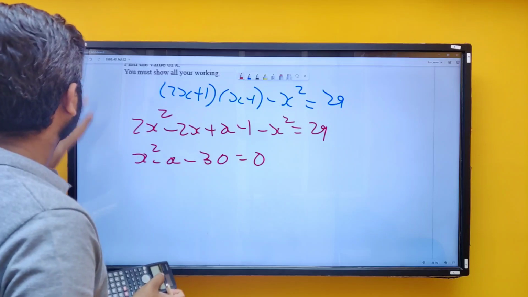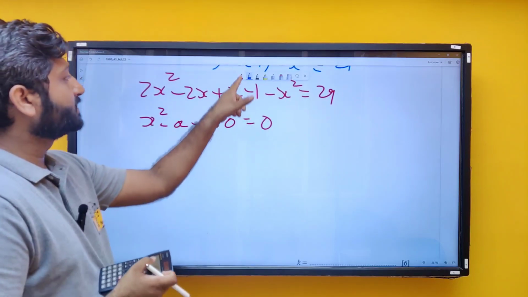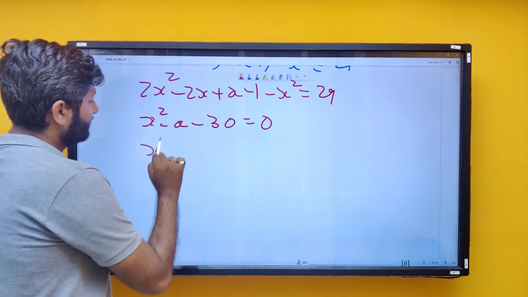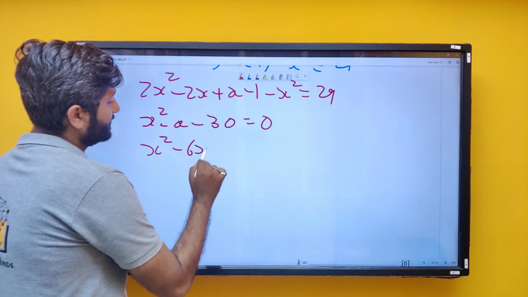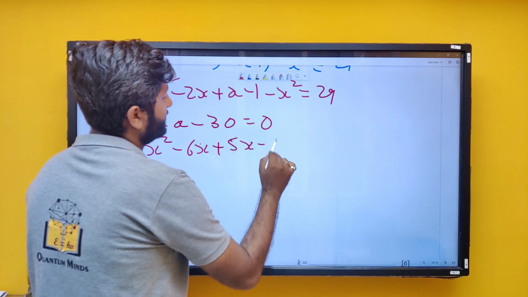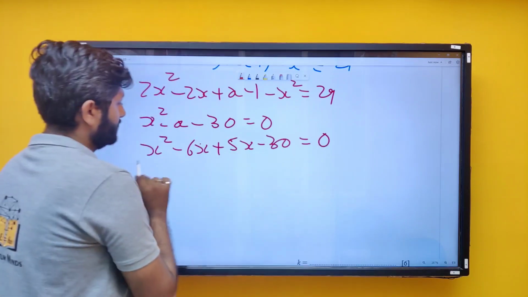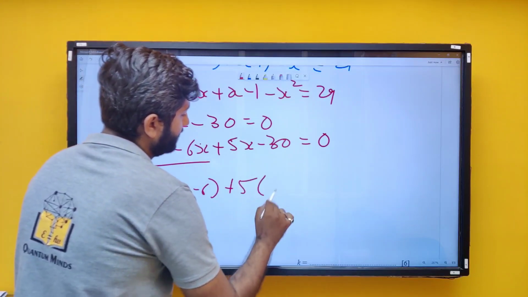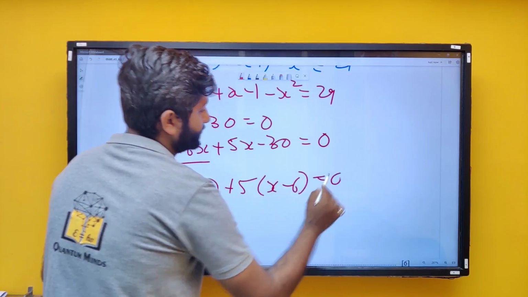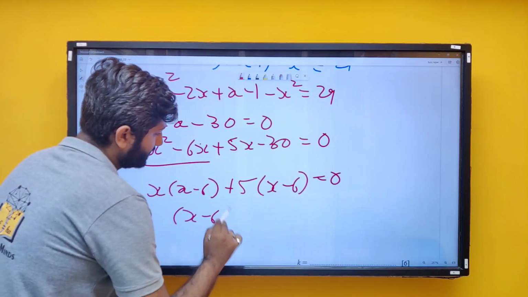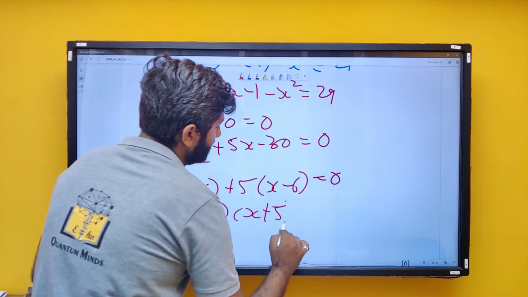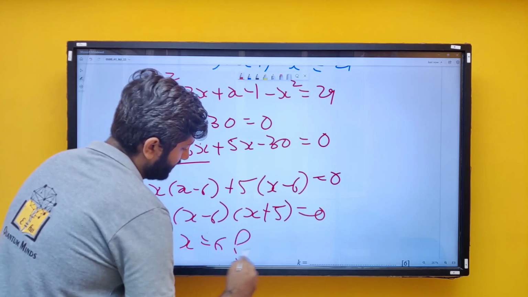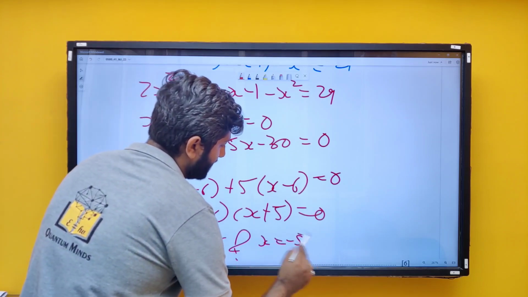So I'll have to split the middle term in such a way that when I add those two numbers I should get minus 1, and on multiplication I should get minus 30. So I have x square minus 6x plus 5x minus 30 equals 0. If I take x common, I have x(x minus 6) plus 5 common (x minus 6) equals 0. So (x minus 6)(x plus 5) equals 0. So the value of x is 6 and the value of x is minus 5.